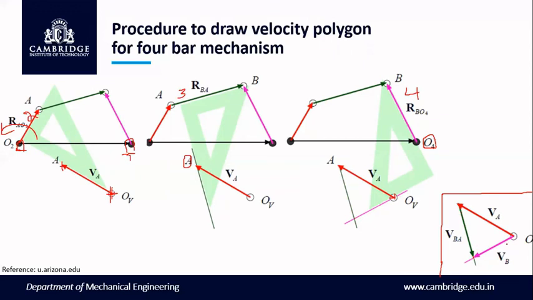Now by measuring the length of VB, we can get the magnitude of velocity of point B. And by measuring this green color vector length, we can get the magnitude of velocity of point B with respect to A. Once we get these two values, we can get the omega 3 value and omega 4 value by converting the linear velocity into angular velocity using the relationship between linear velocity and angular velocity.